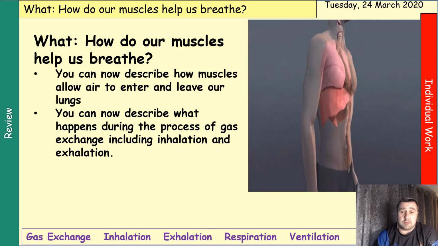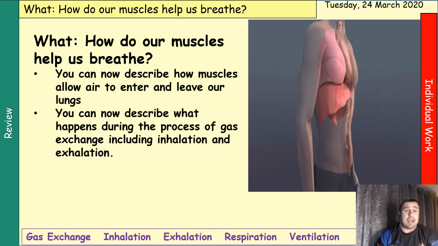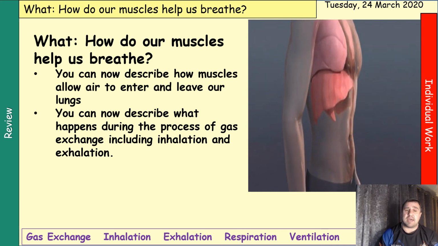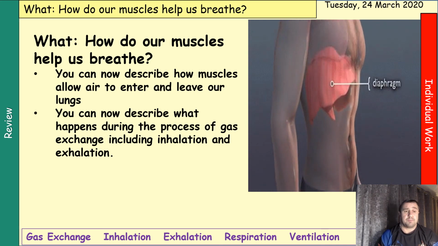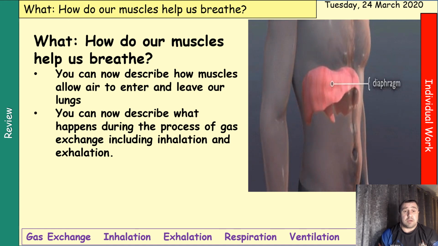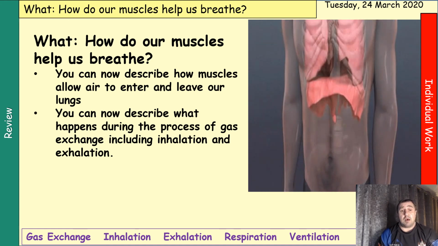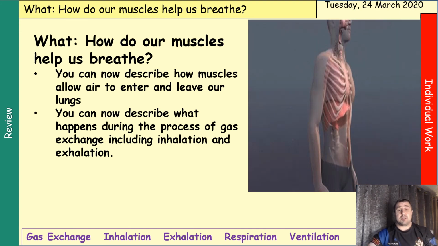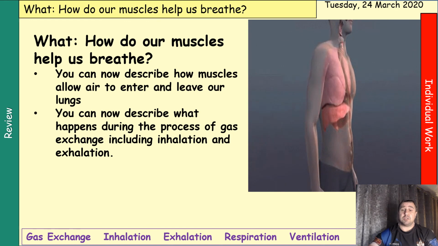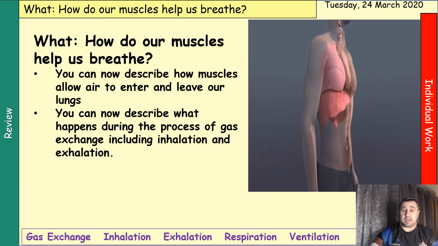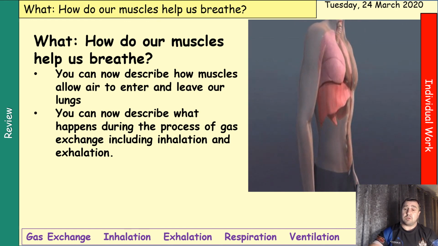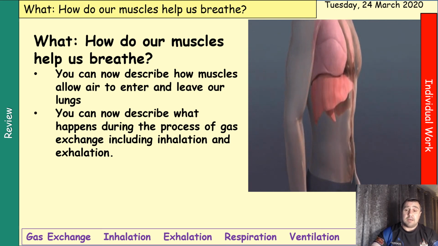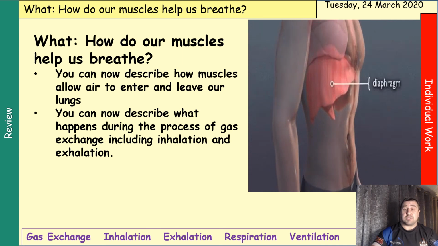You'll now be able to describe how muscles allow air to enter and leave our lungs. You also know from this video how to describe what happens during the process of gas exchange, including inhalation and exhalation. Remember, inhalation is breathing in, exhalation is breathing out. When we breathe in, we're breathing in oxygen. When we're breathing out, we're breathing out carbon dioxide, and that process is known as gas exchange.